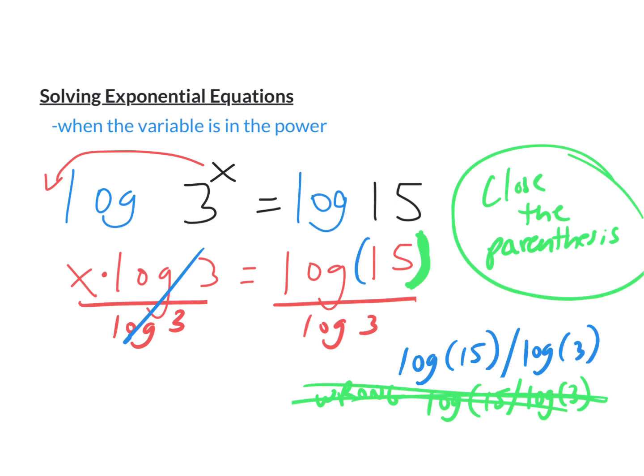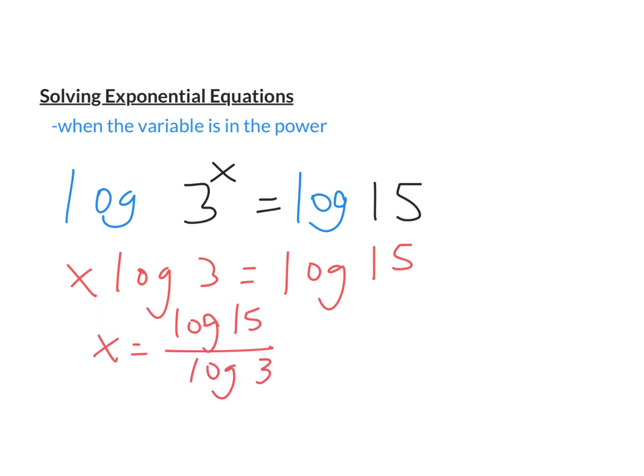And then you can do a quick little check. You should be able to figure out what x should be near, right? My original problem was 3 to the x equals 15. Well, we know that 3 squared is what? 9. Okay? 3 to the third is what? 27. So 3 squared is 9, 3 to the third is 27. 15 is in between 9 and 27. So x should be between 2 and 3. All right? So if you get something down here because you forgot to close the parenthesis and it's not between 2 and 3, there you know you made a mistake.